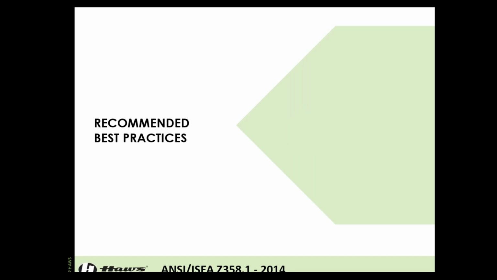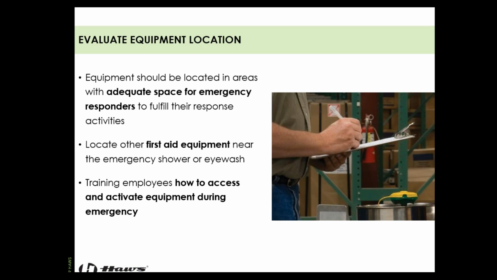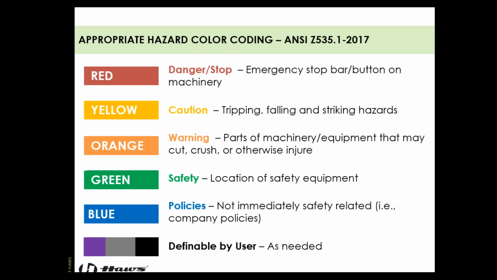Excellent, moving on. This will be a short section, but it's just a couple of reminders of some best practices. Number one, make sure there's adequate space for emergency responders around the equipment. They don't want to be contending for space while they're trying to help this person. Locate other first aid equipment near the emergency shower or eyewash. If you have first aid kits, defibrillators, etc., it's a great place. Make a safety area, safety station, somewhere where all of that can be located, so you're not going on a hunt for equipment that they also might need. Train employees how to access and activate the equipment during an emergency. Very important.